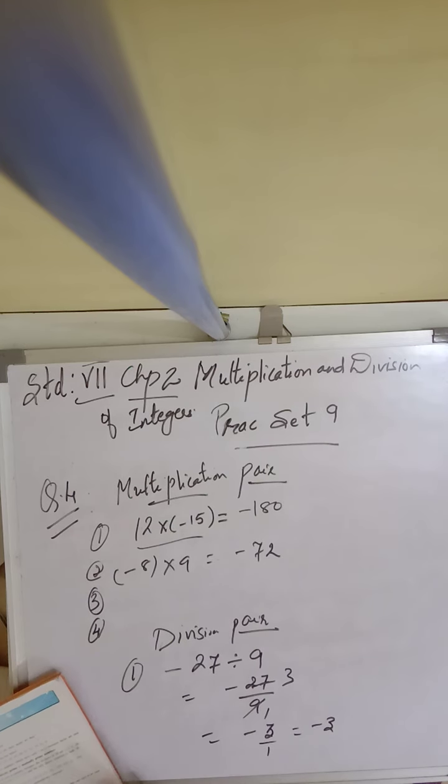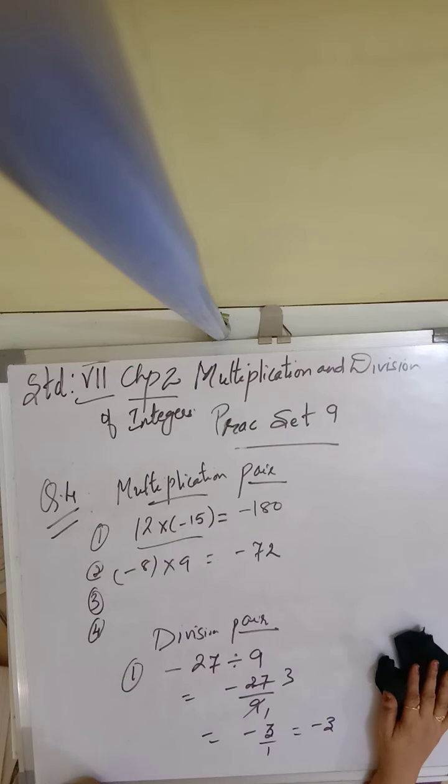So with this we have completed the first chapter, that is multiplication and division of integers. Some homework sums will be given to you based on this practice set. Some more homework sums I shall give you all, and you will be solving them in the homework book. I hope this chapter is very clear.